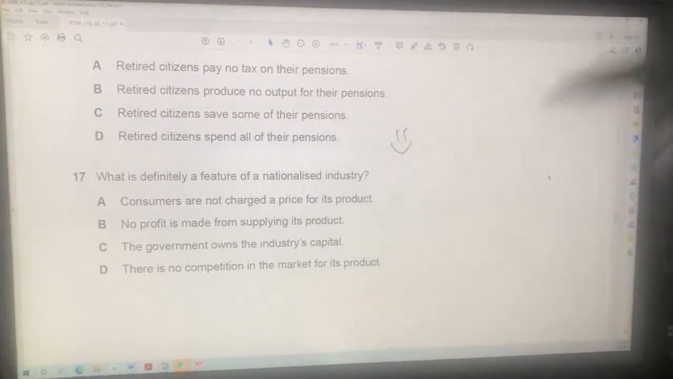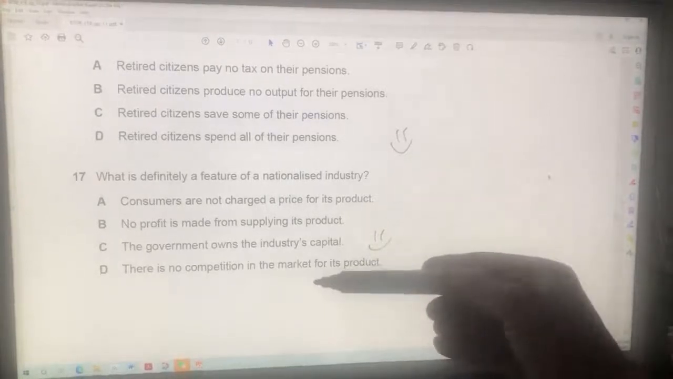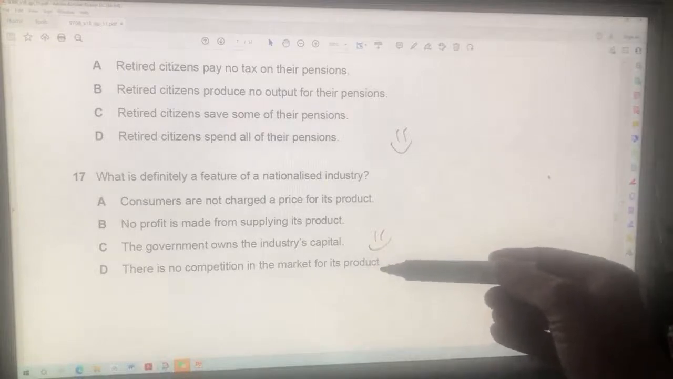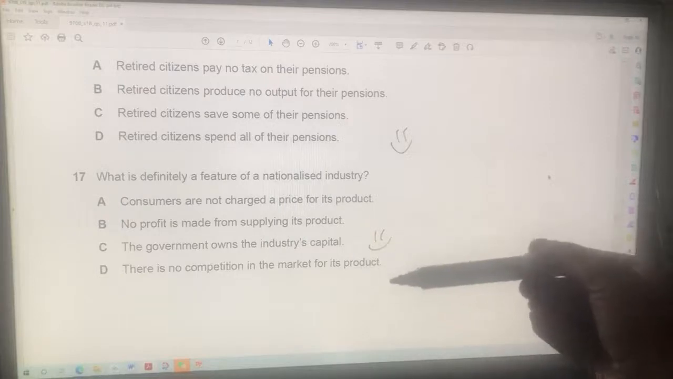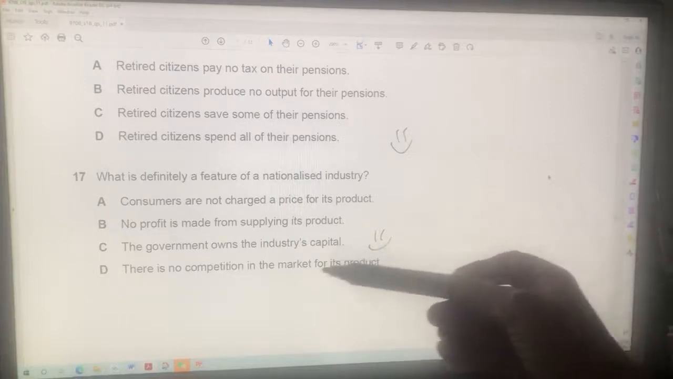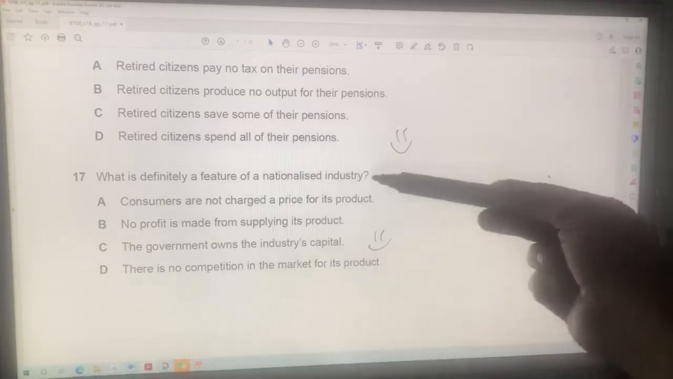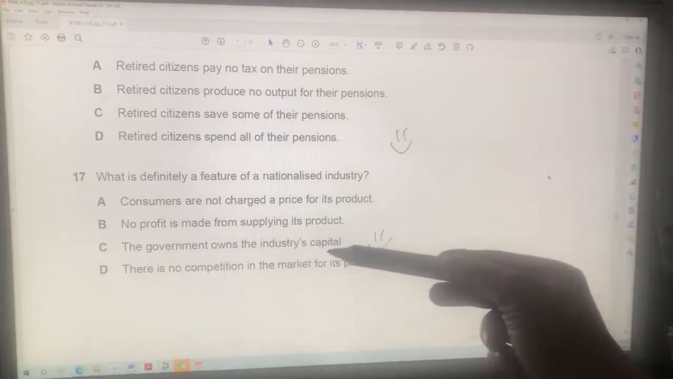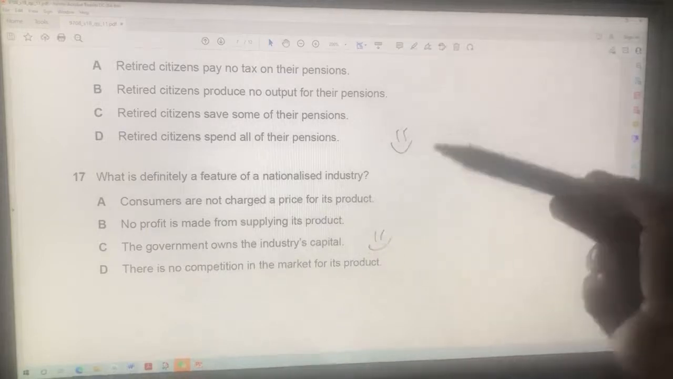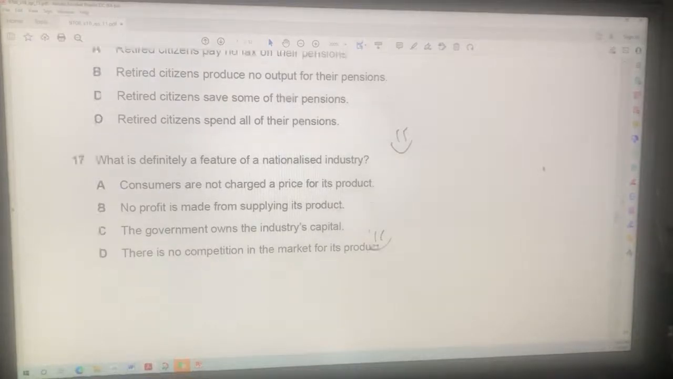C says the government owns the industry's capital. That's a feature of a nationalized industry. So C looks very good. D says there is no competition in the market for its product. Definitely a feature of a nationalized industry. I kind of stop on D, there's no competition. The government usually doesn't allow competition, but the government owns the industry's capital. That's the best answer. Choose the best answer, the one Cambridge wants. C is the answer Cambridge wants for question 17.